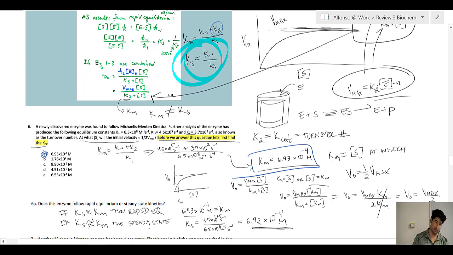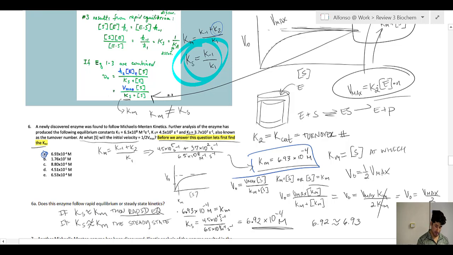Are they approximately equal? The answer is yes, they are. 6.92 is approximately 6.93, all right? It's approximately equal. So for that reason, since Ks is approximately equal to Km, the enzyme follows rapid equilibrium.